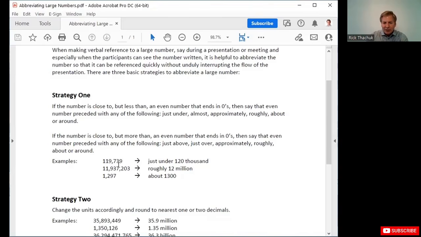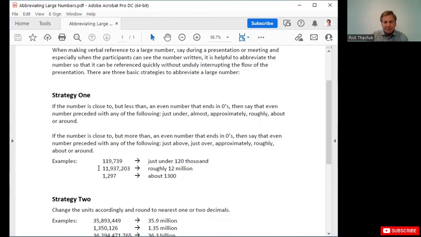I notice that this number is very close to 120,000. 120,000 is a nice even number, has a lot of zeros in it. So it's close to that number, but not quite. So I can say just under 120,000. I could also say almost 120,000. And of course, I could say approximately 120,000 or roughly 120,000, about or around 120,000.